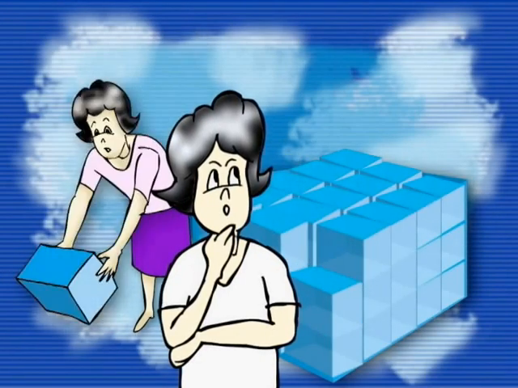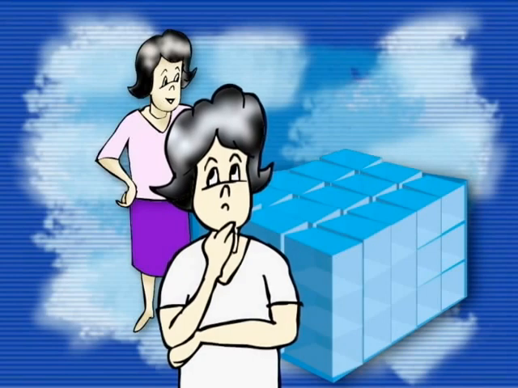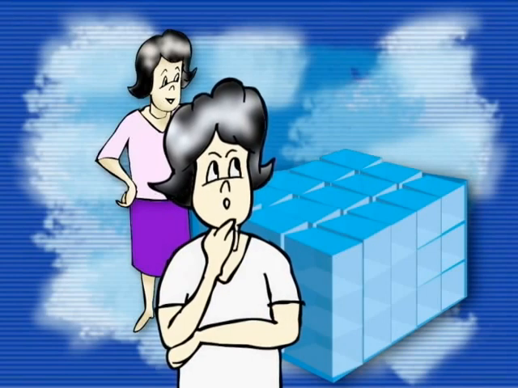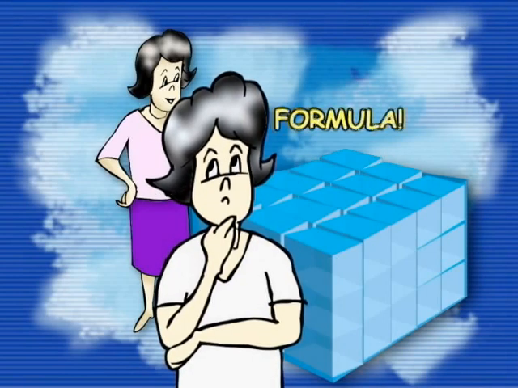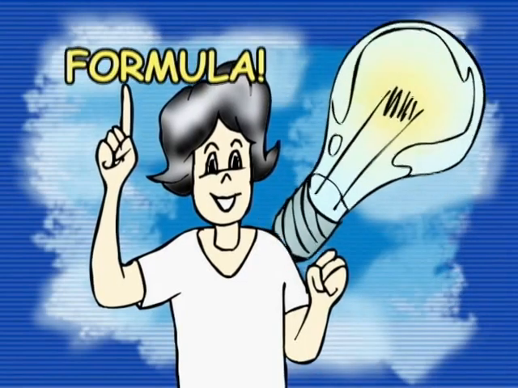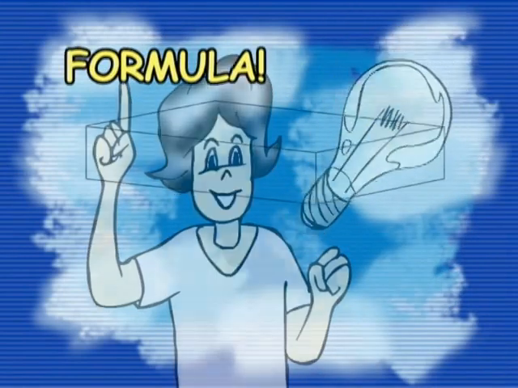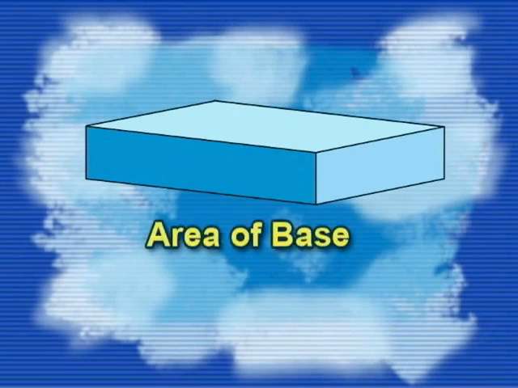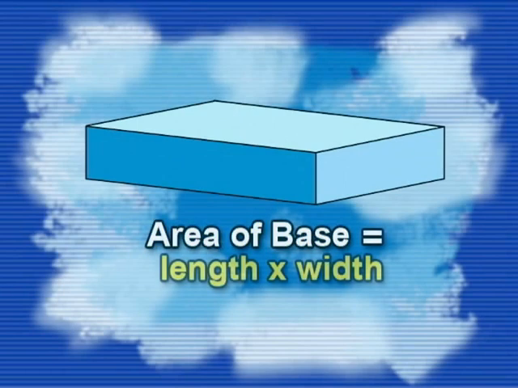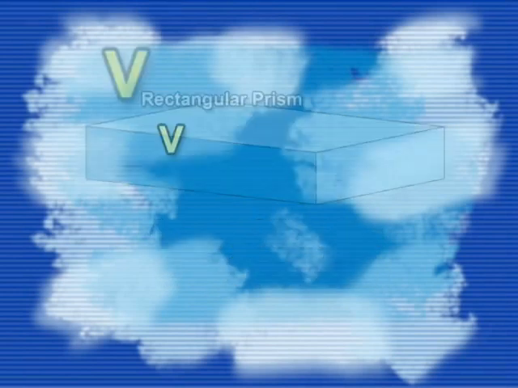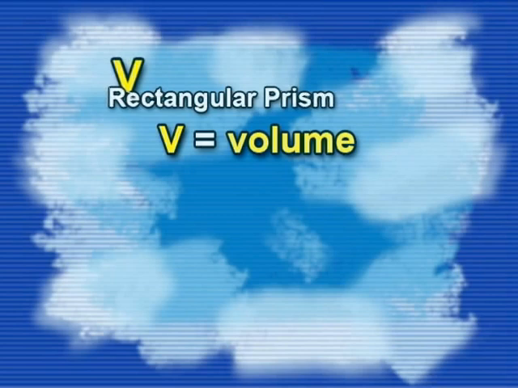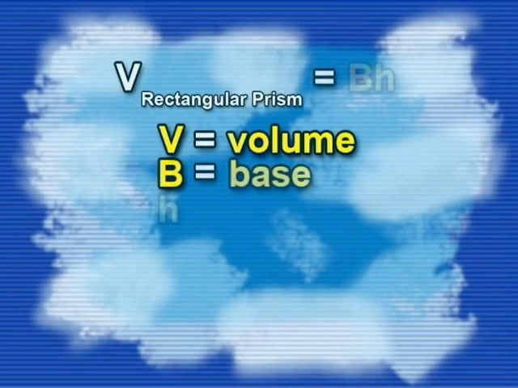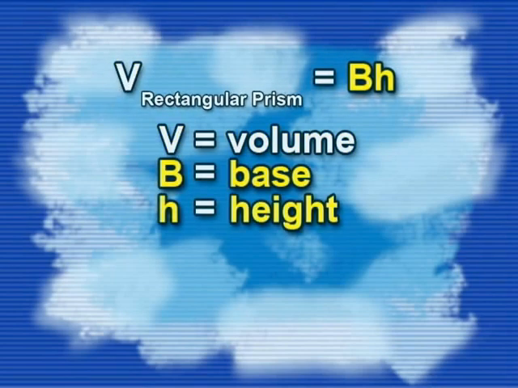Do you know an easier way to find the volume of a rectangular box? You guessed right, by using a formula. Since the base of a rectangular prism is a rectangle, then its area is simply length times width. The formula for finding the volume of a rectangular prism is area of the base times height.